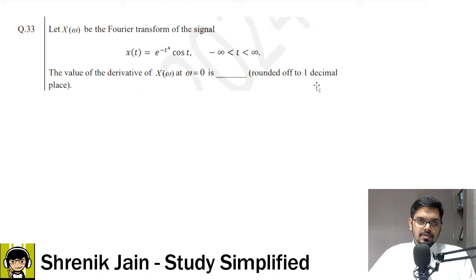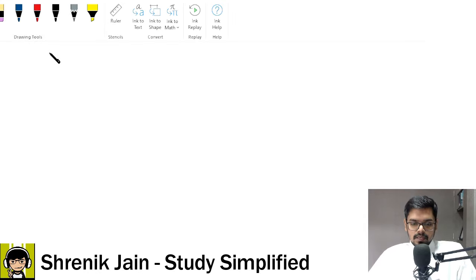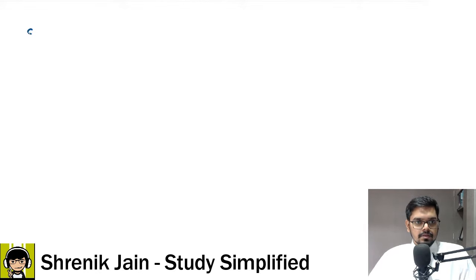So the correct answer is what? Let us see step by step. So the very first step is, given signal is what? x of t, which is equal to e to the power minus t to the power 4 cos t.